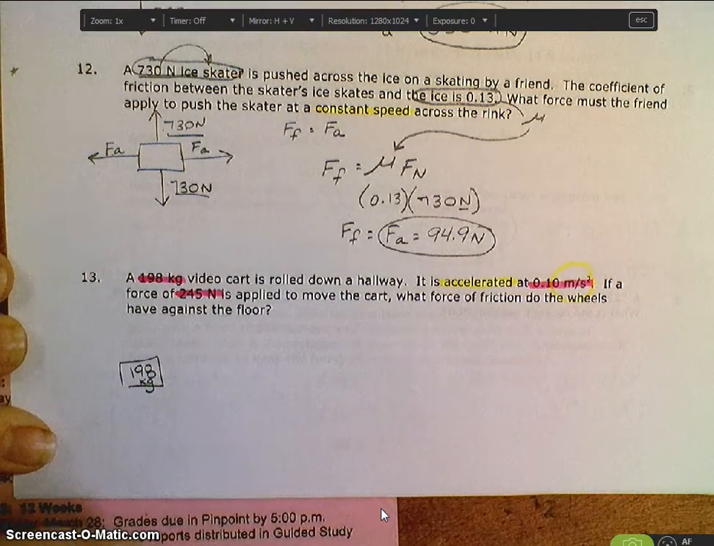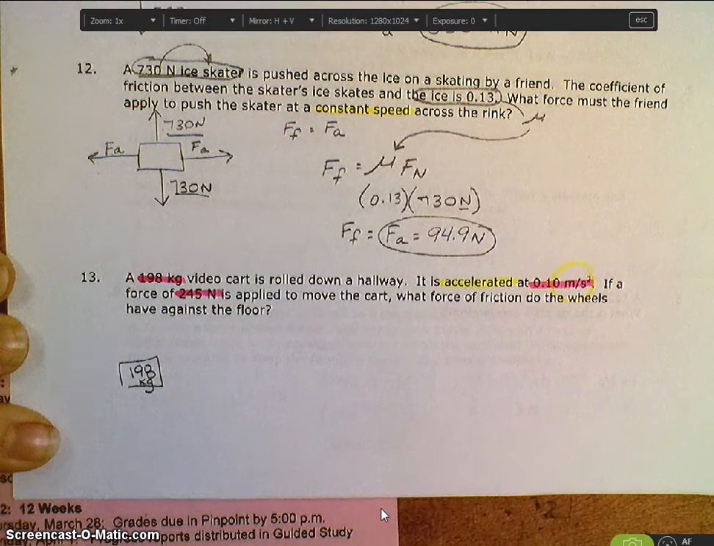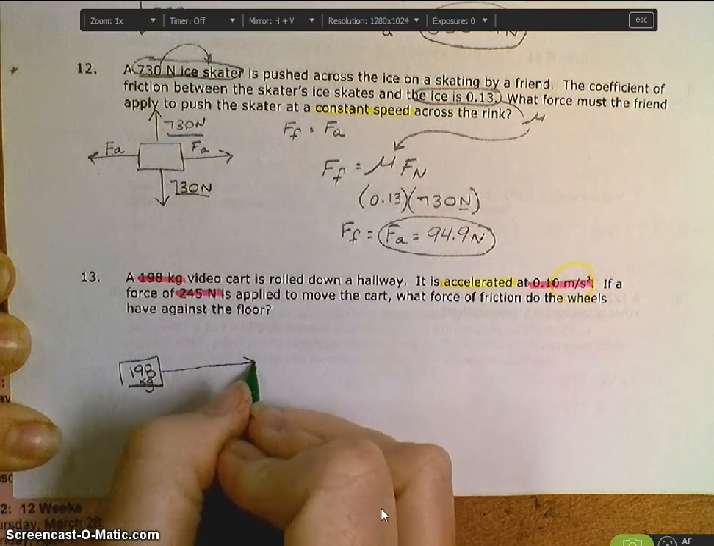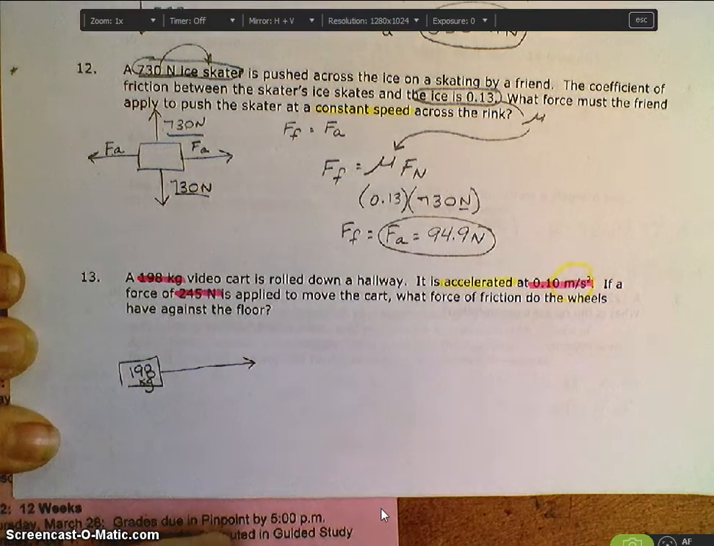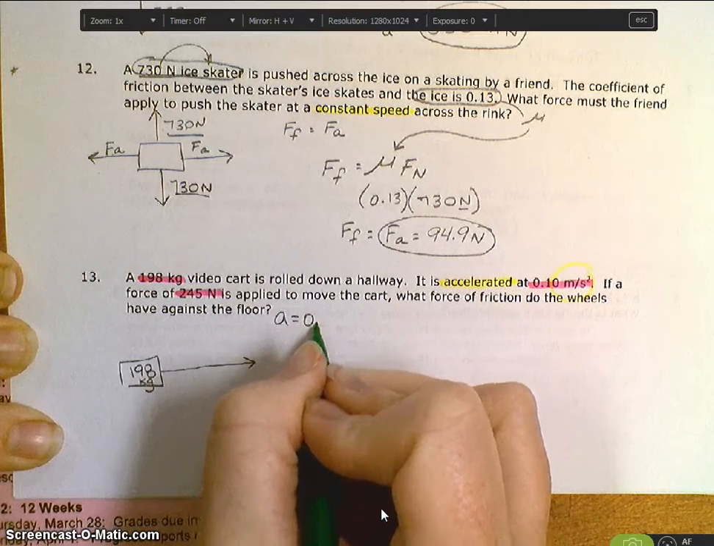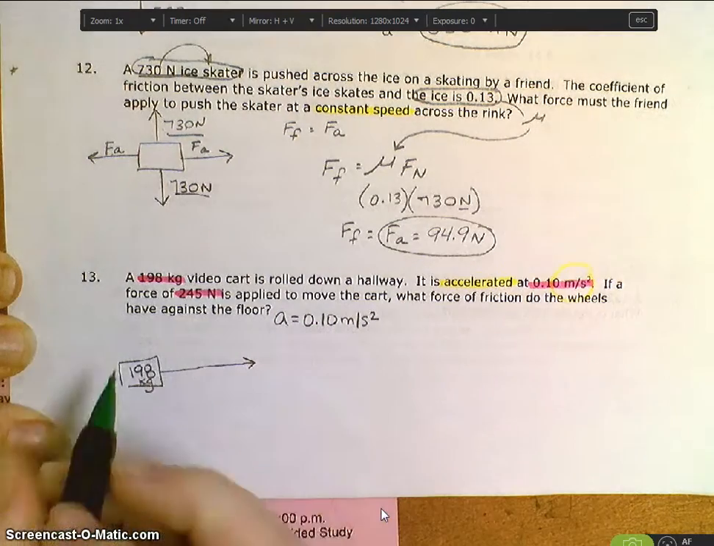Again, kilograms go inside the box because they are masses. So I've got a 198 kilogram video cart going down the hallway. I know how it's moving, even if I don't know the number. We know acceleration. Well, that doesn't go on my arrow though, but I can write down my acceleration is 0.10 meters per second squared.